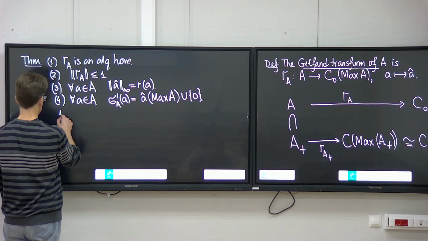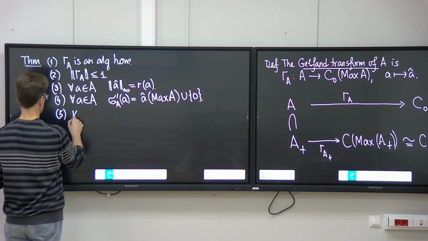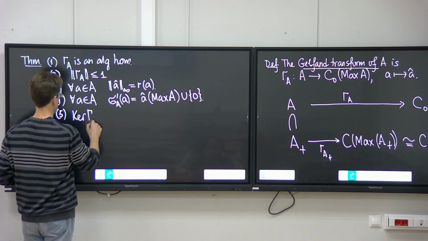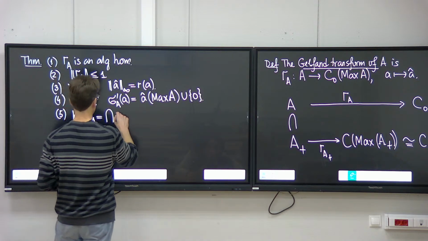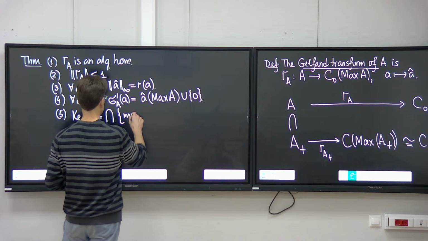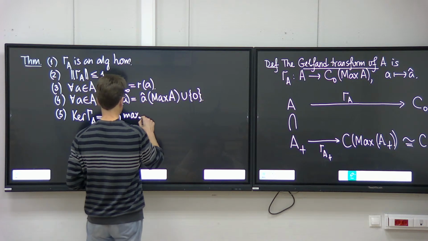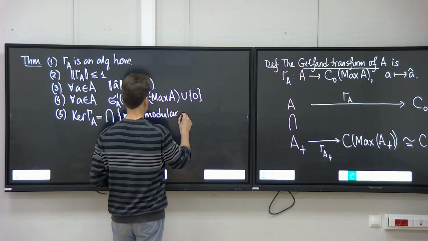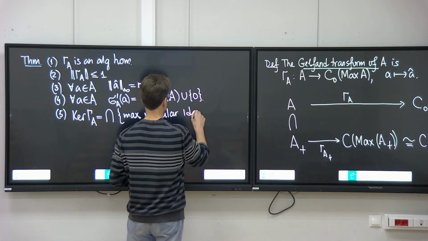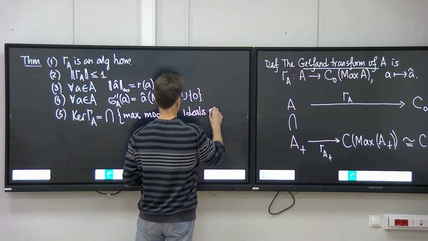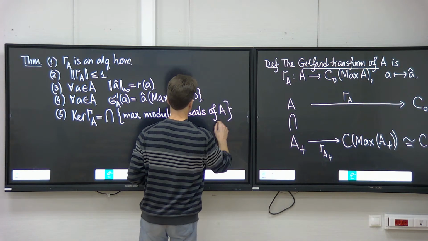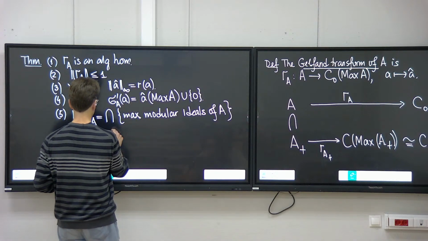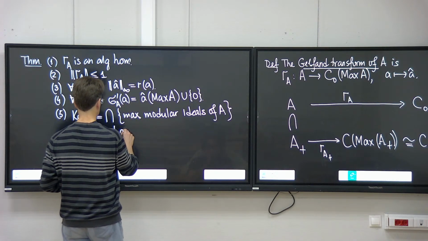And finally, the kernel of the Gelfand transform is equal to the intersection of all maximal modular ideals of A. And this is the same as the set of all quasi-nilpotents.